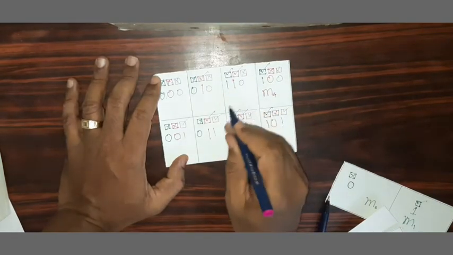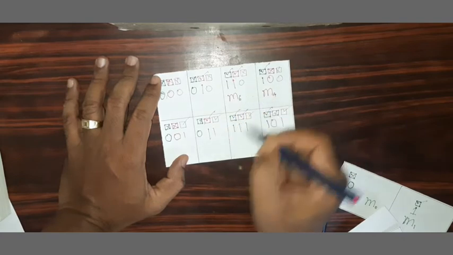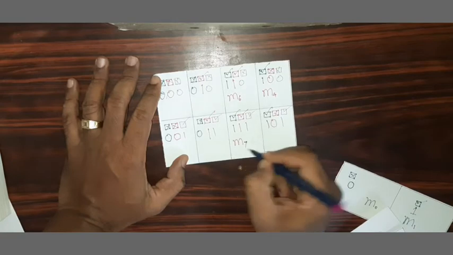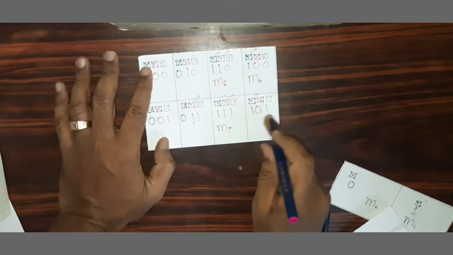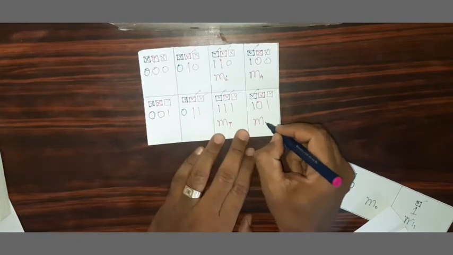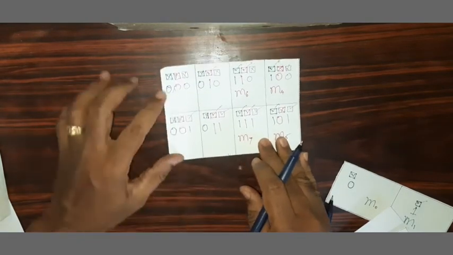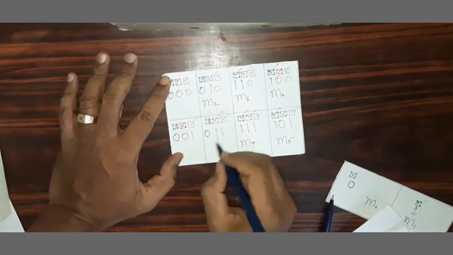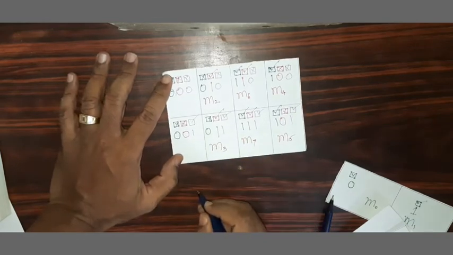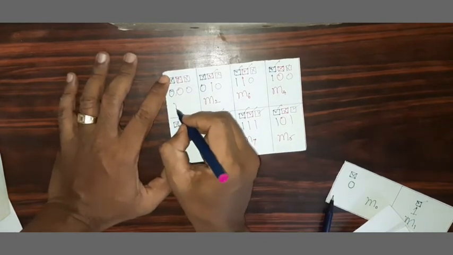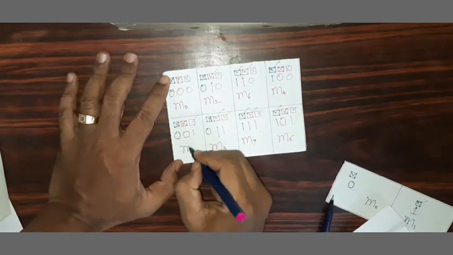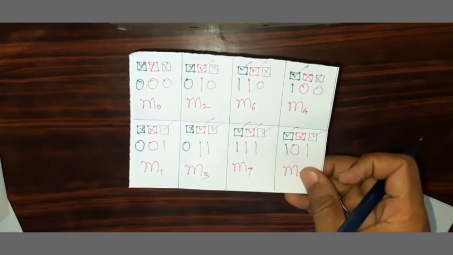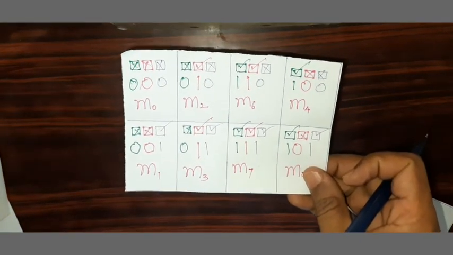And this is corresponding to 4 plus 2. This is minterm 6. This is corresponding to 4 plus 2 plus 1, so this is M7. This is 4 plus 0 plus 1, so this is M5. And similarly here, this is corresponding to M2. This is corresponding to M3. And this is corresponding to M0. And this is corresponding to M1. So this is the relation between minterms for 3 variables in Karnaugh map.